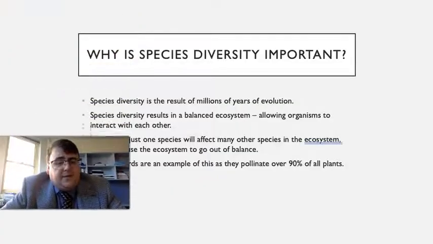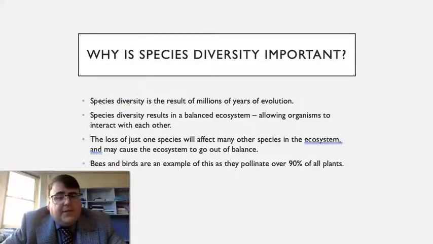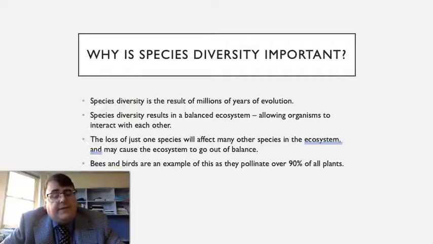Why is species diversity important? One, because species diversity is the result of millions of years of evolution. It results in a balanced ecosystem. The more species that are there, and the more of each species, the more survivability there is for each organism in that ecosystem. Because when you lose just one species in an ecosystem, it has a flow-on effect.